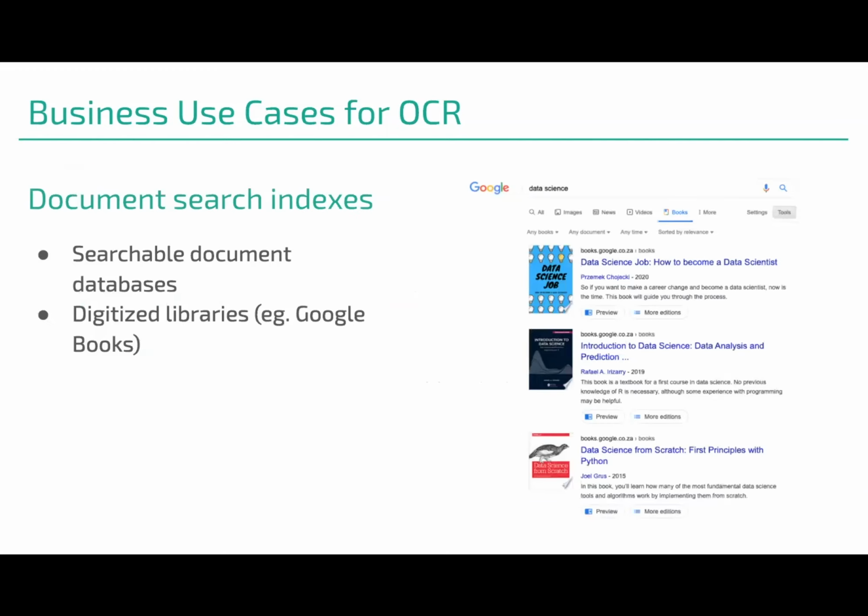If you think about document search indexes, documents that are just in a scanned form are probably not searchable within the organization. And so by creating a repository of searchable documents, you make these documents accessible to employees within your organization. A good example of this might be something like Google Books, where entire libraries are being digitized and millions of books becoming accessible to a wide audience out there.